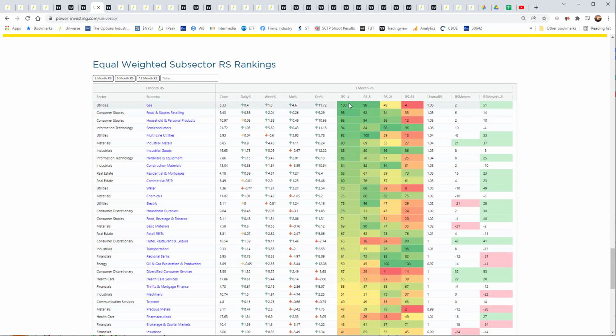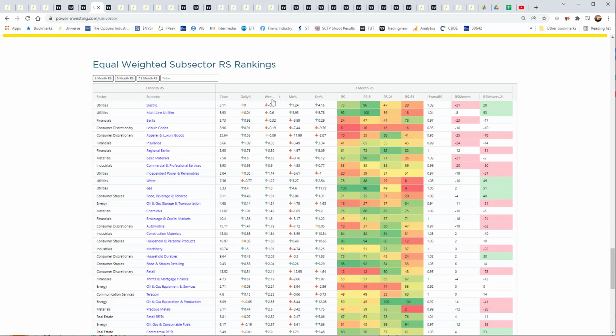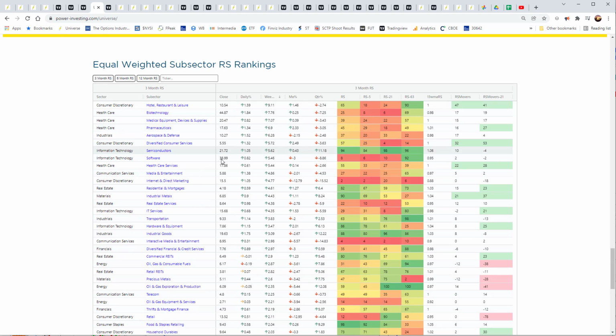But when we start to sort these, which you can do a couple of ways, one is by weekly movers, who moved the most for the week. You get hotel, restaurant, and leisure, biotechnology, medical equipment, pharmaceuticals, aerospace, defense, consumer services. These are the areas that were moving last week, so this might be where we want to pay attention and look for our new ideas going forward, especially when we see a lot of these in the yellow and orange instead of the high green.